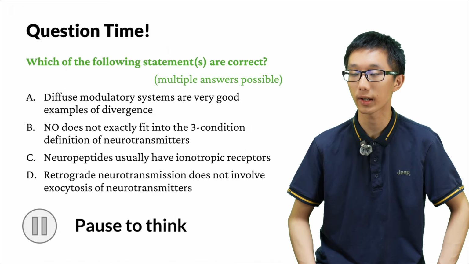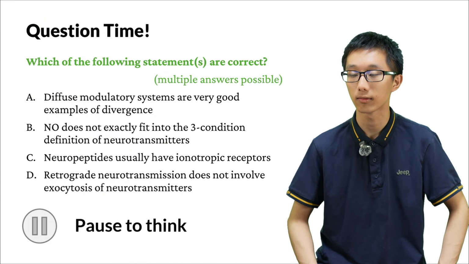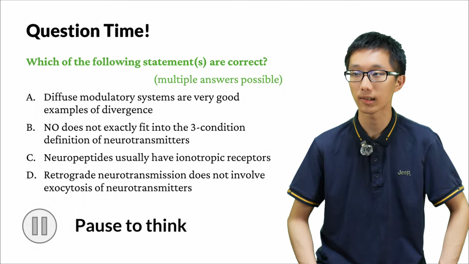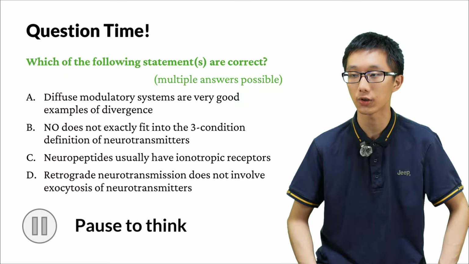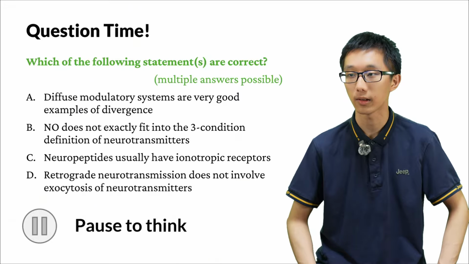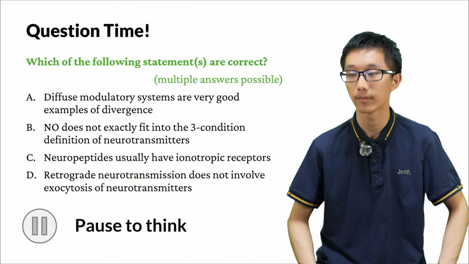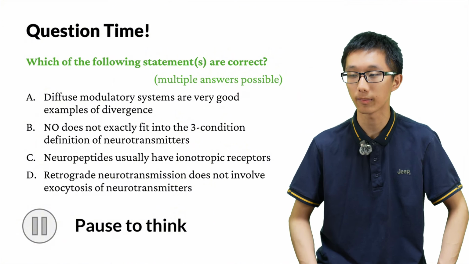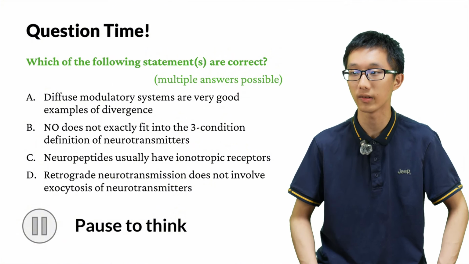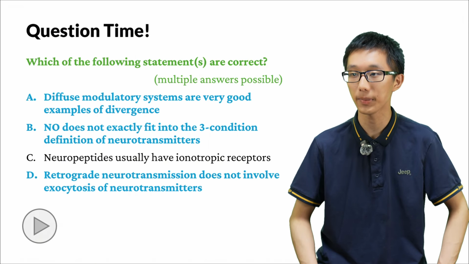Now, a final recap question for this episode. Which of the following statements are correct? A. Diffuse modulatory systems are very good examples of divergence. B. NO does not exactly fit into the three-condition definition of neurotransmitters. C. Neuropeptides usually have ionotropic receptors. D. Retrograde neurotransmission does not involve exocytosis of neurotransmitters. Please take a moment to pause and think about it. The answer is A, B, and D.